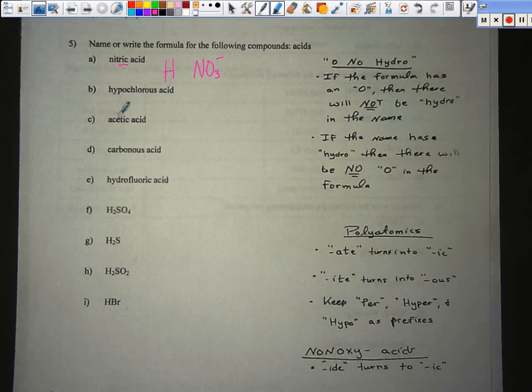What group is it in? It's in group 1, so it's 1 plus. So when I crisscross that, what do I get? HNO3. All right.